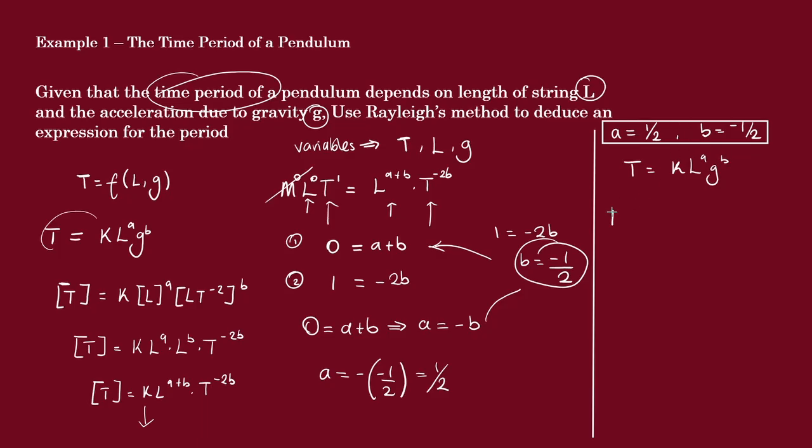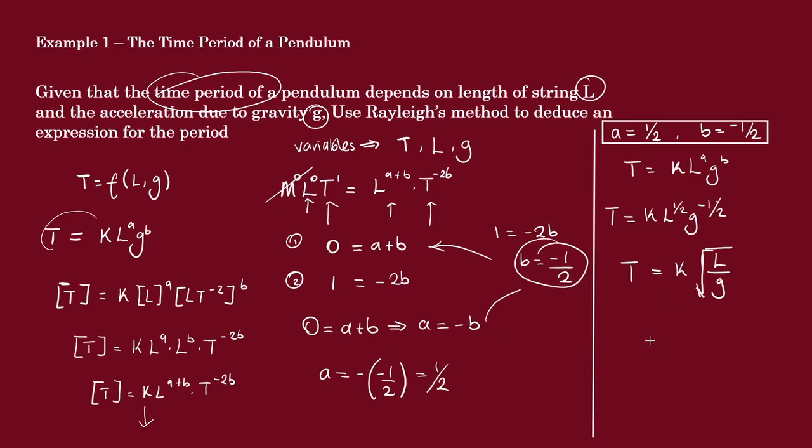So we know what a and b are. So we can see t is equal to k, L raised to power 1 over 2, g raised to power negative 1 over 2. So from indices, we can simplify this further, and this is going to be k root L all over root g. We can as well bring these guys together, and then we'll end up with a nice looking formula for the period. So t is equal to k, the square root of L over g. So this is the advantage of Rayleigh's method of dimensional analysis.